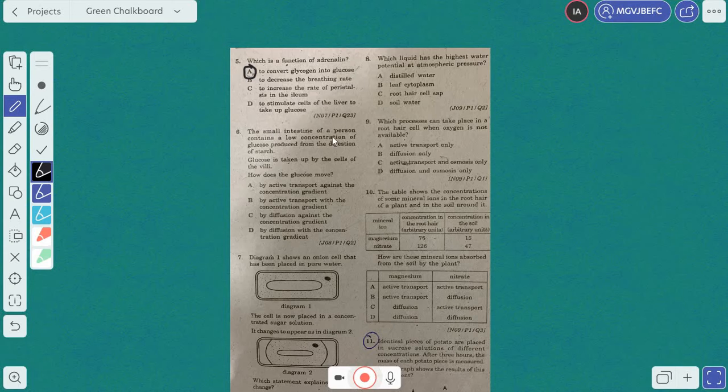6. The small intestine of a person contains a low concentration of glucose produced from the digestion of starch. That's true. We discussed it in the previous videos.